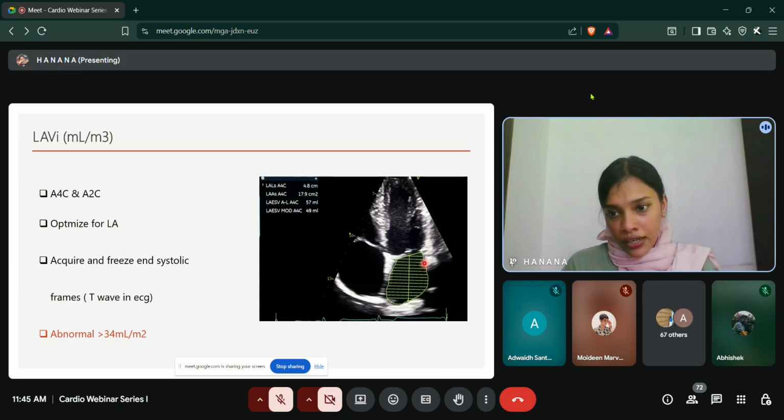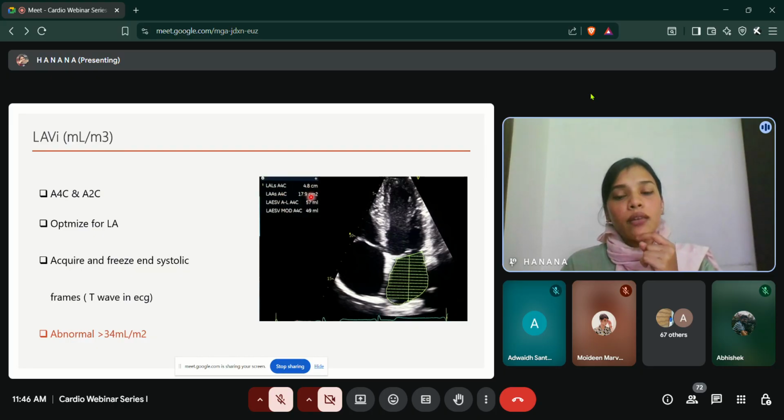You begin here and you end up here by tracing the whole left atrium, and now you click there and this line automatically shows up and it will track it. This is Simpson's method, which means the left atrium is cut into multiples of discs, and it automatically calculates the left atrial area during the apical four chamber view, which is 17.9 centimeter square.